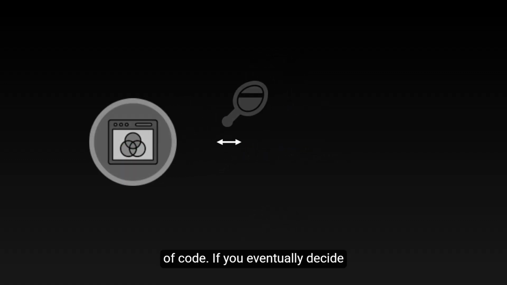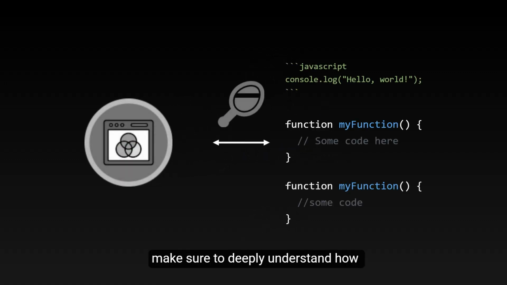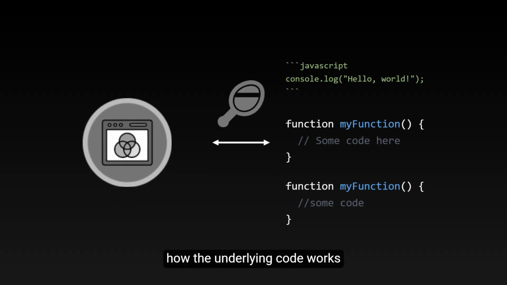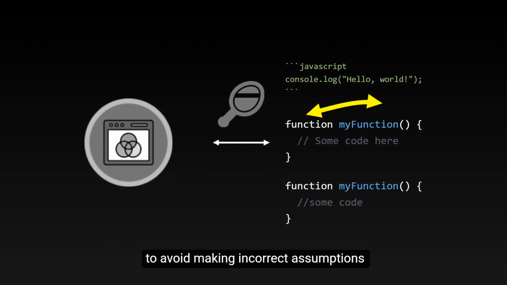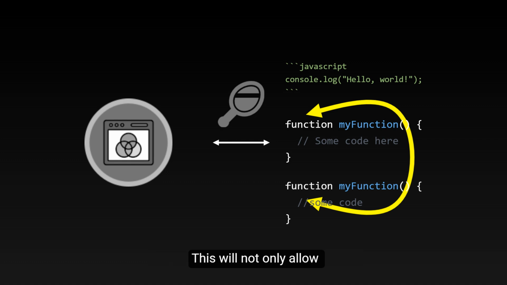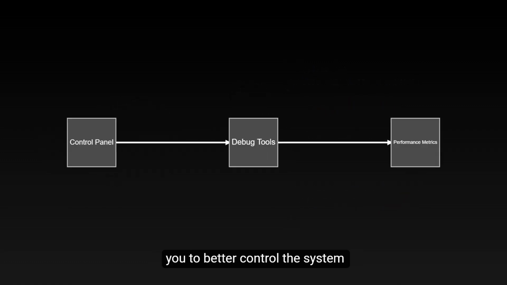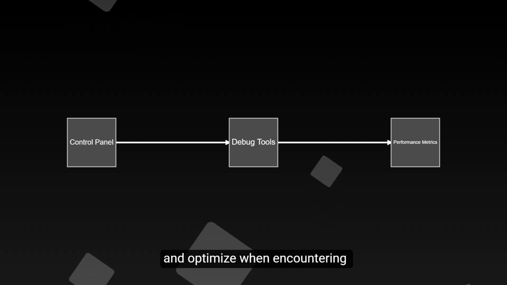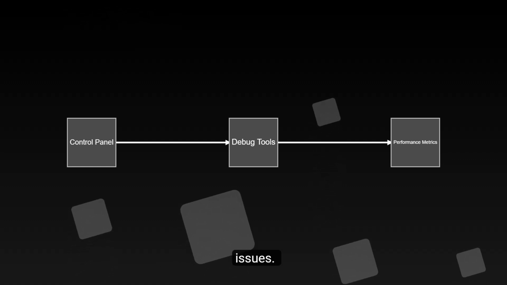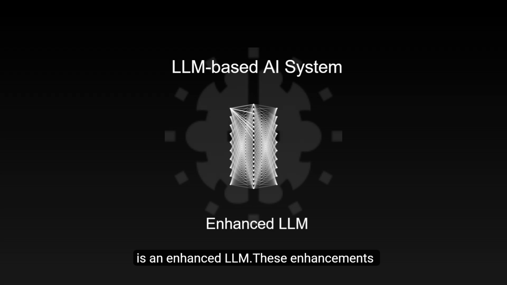If you eventually decide to use a framework, make sure to deeply understand how the underlying code works, to avoid making incorrect assumptions about how the framework operates. This will not only allow you to better control the system, but also make it easier to debug and optimize when encountering issues. The foundation of the agent system is an enhanced LLM.